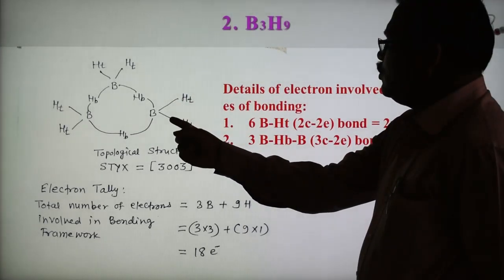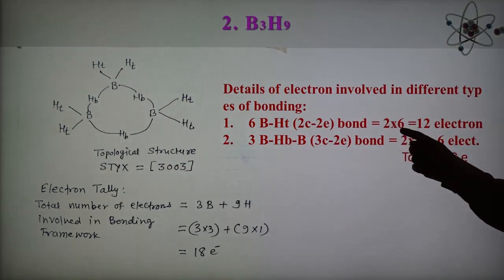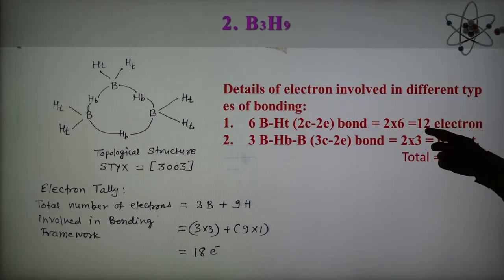This is 1, 2, 3, 4, 5 and 6. So 2 into 6, total 12 electrons are there.